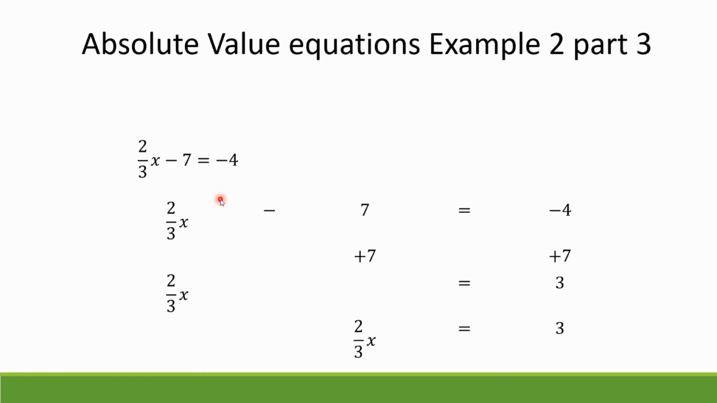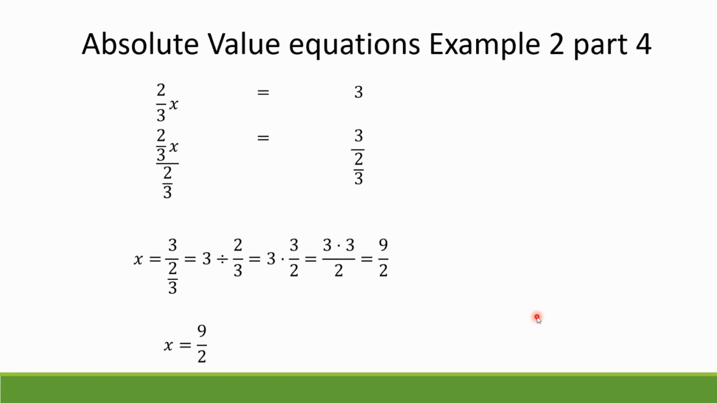Namely, we add 7, and then we're going to divide. So we add 7, right? Again, we want to get x all alone. Adding 7, we get 2 over 3 times x is 3, right? We want to get x all alone. So we have 2 over 3 times x equals 3.